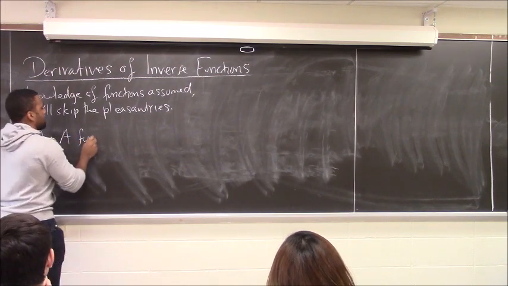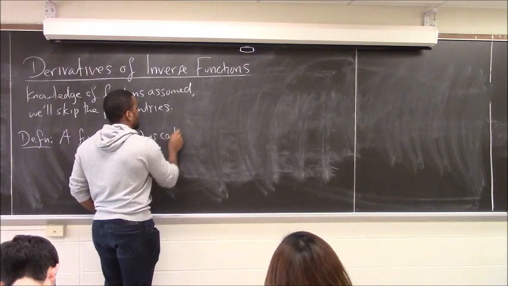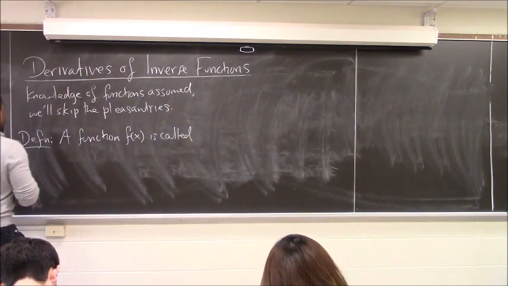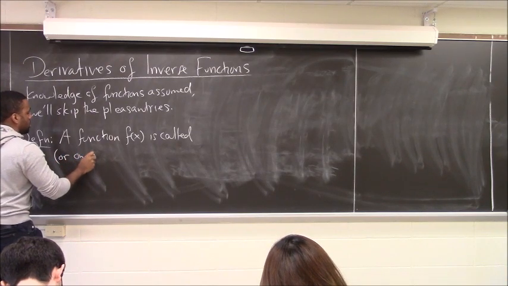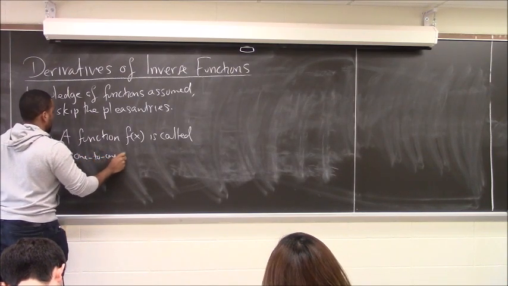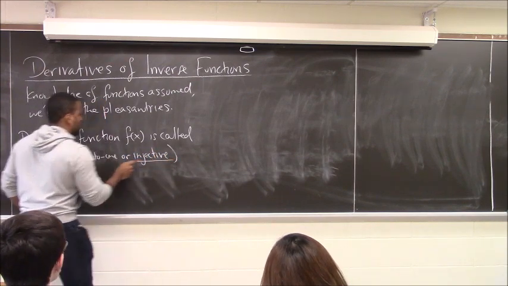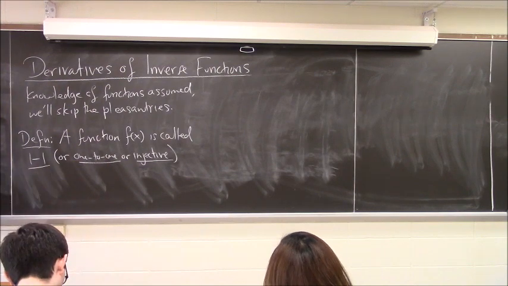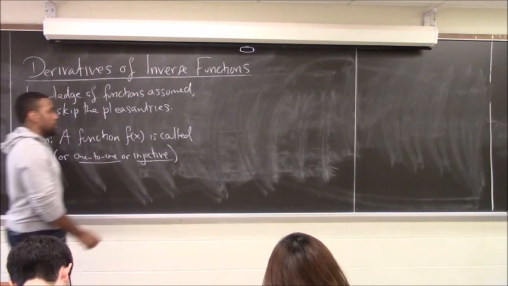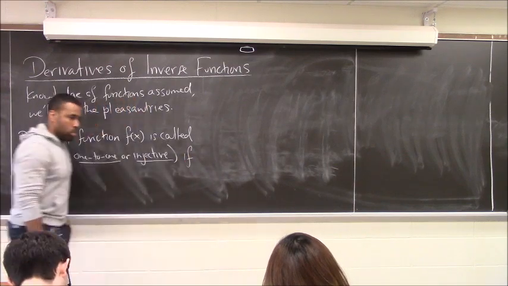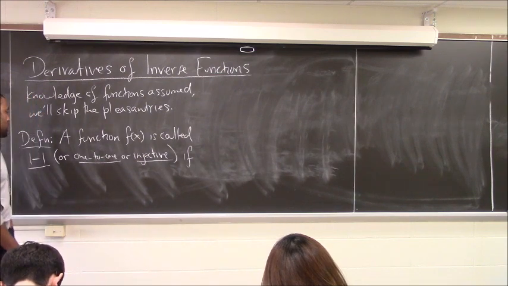A function f of x is called one-to-one. That's the phrase, one-to-one. Or you might see the word injective being used, any of these. So if we have a function, we call it one-to-one if, and I'm going to give you a mathematical way to think about this, but we'll explain in words what this actually means.